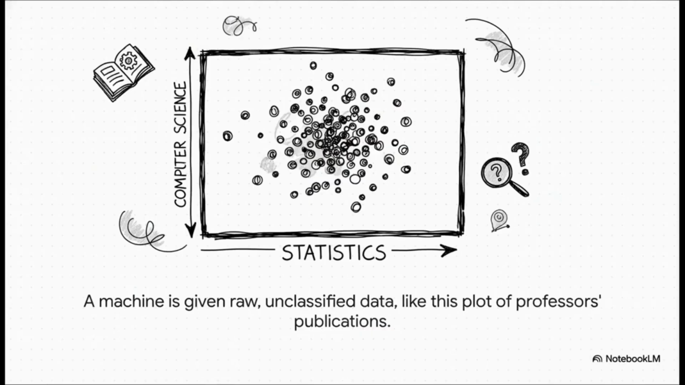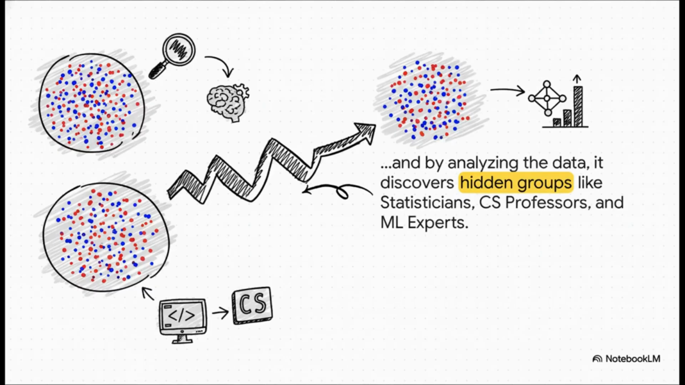Let's make this real. Imagine you have data on university professors, right? And you plot them based on how many papers they've published in statistics versus computer science. At first, you just get a chart like this one, a big cloud of dots. At this point, it's just raw, unclassified data, a total mess. But then you apply a clustering algorithm, and something amazing happens. The machine analyzes the positions of all those dots and discovers three distinct groups. One group has tons of stats papers but very few computer science papers, so we could call them the statisticians. Another is the complete opposite, the computer scientists. And then there's this third group that's strong in both, revealing the machine learning experts. The machine found these labels entirely on its own.